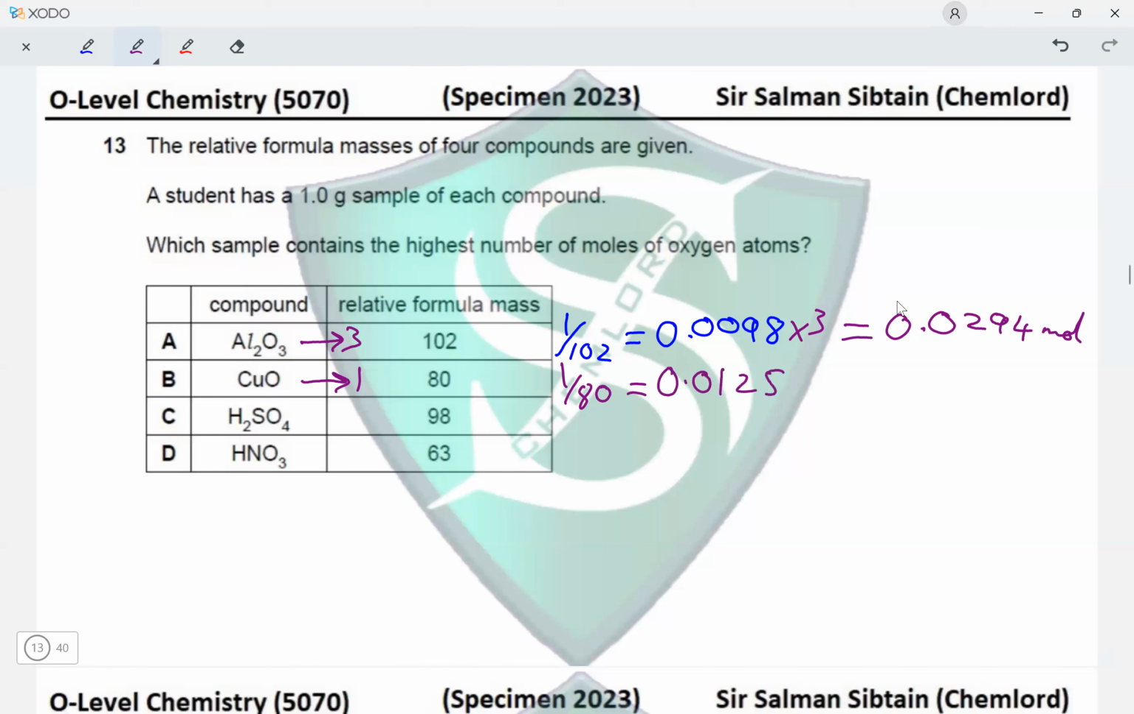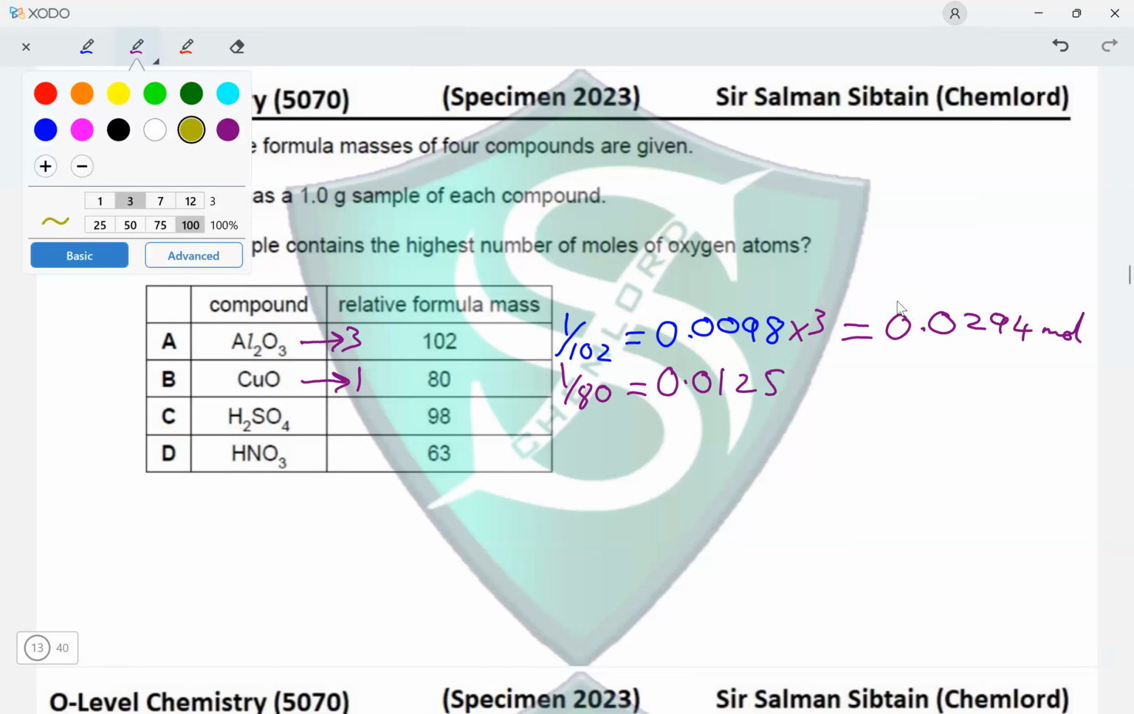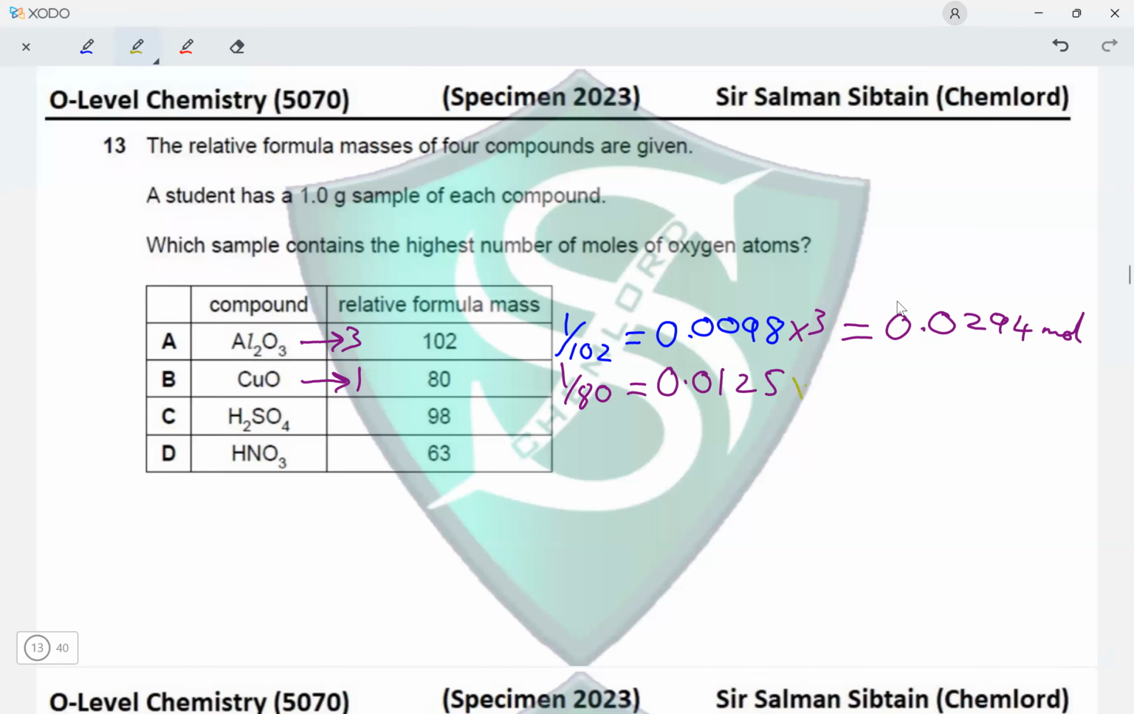And since we have only 1 mole of oxygen in this case, the moles of oxygen would remain 0.0125 moles. Moving on to option C, we now have H2SO4, which would contain 4 moles of oxygen atoms. So again, the first thing we would do is divide 1 by 98 as given, and this would give us a value of 0.0102 moles.